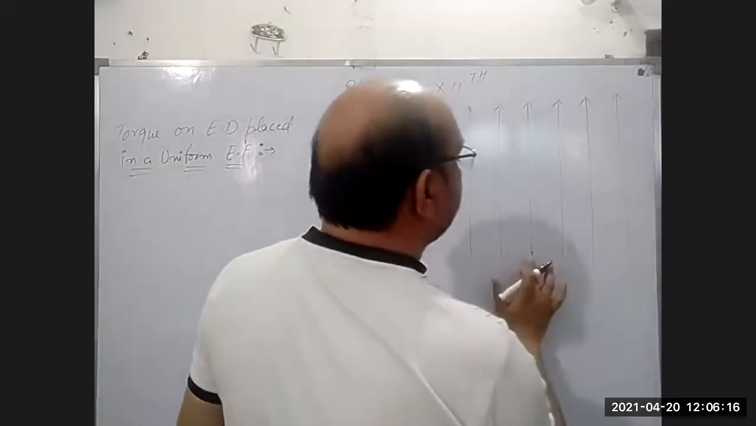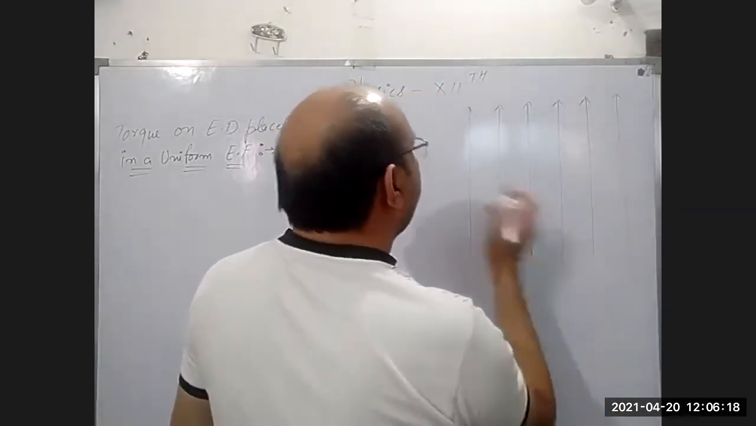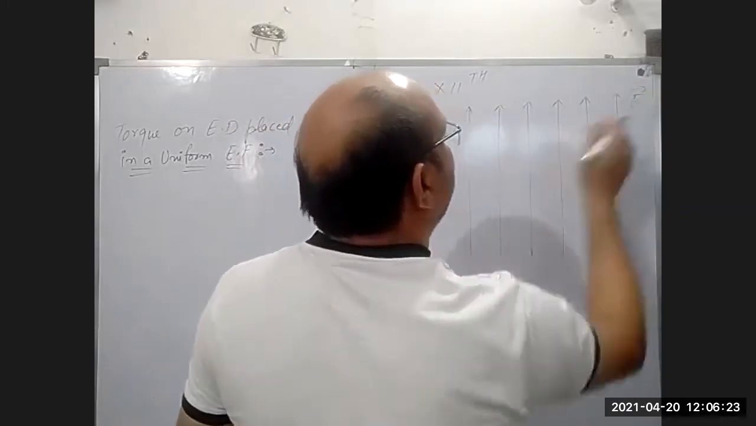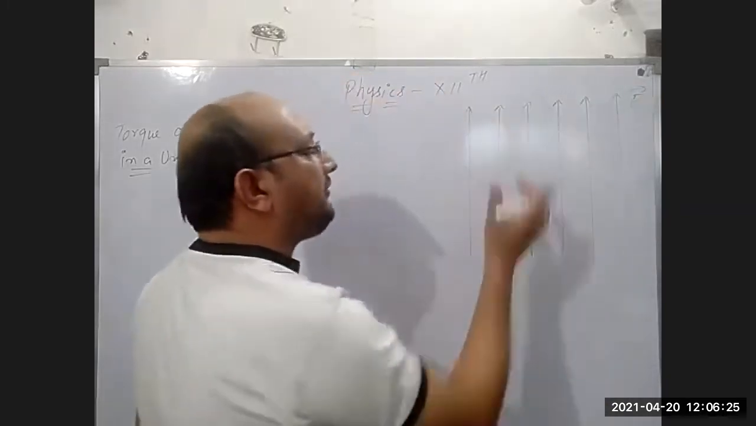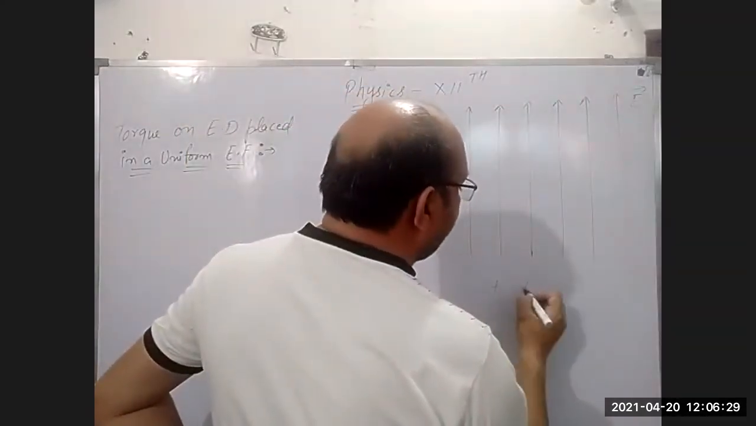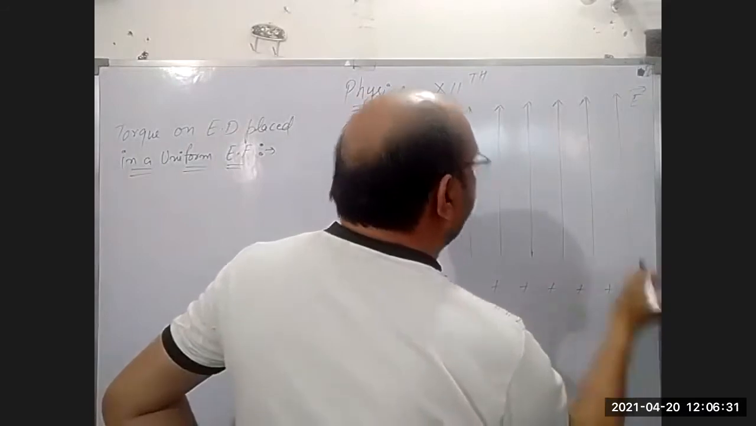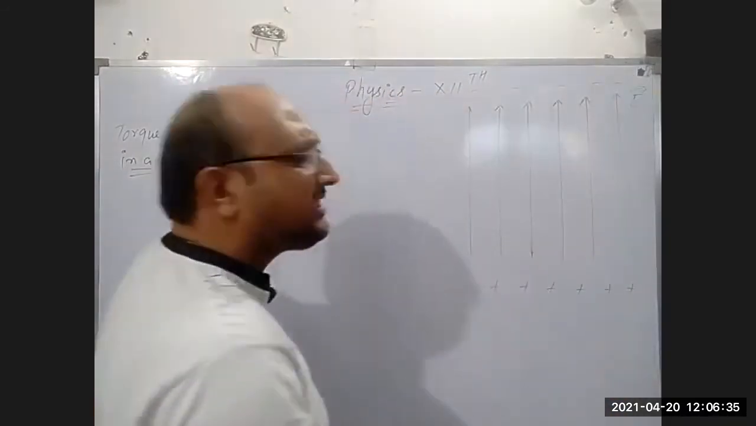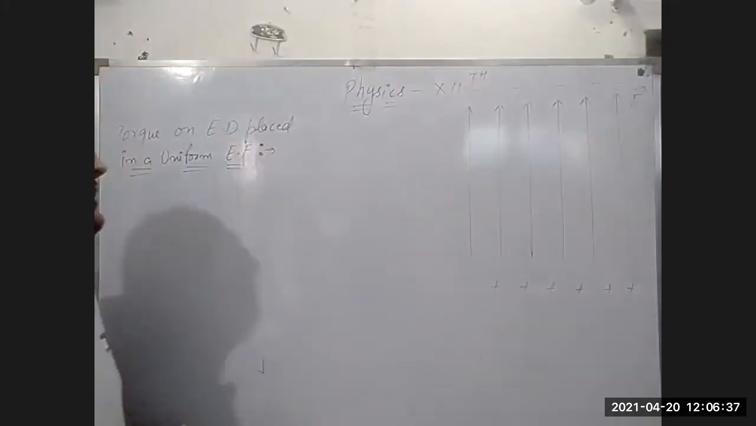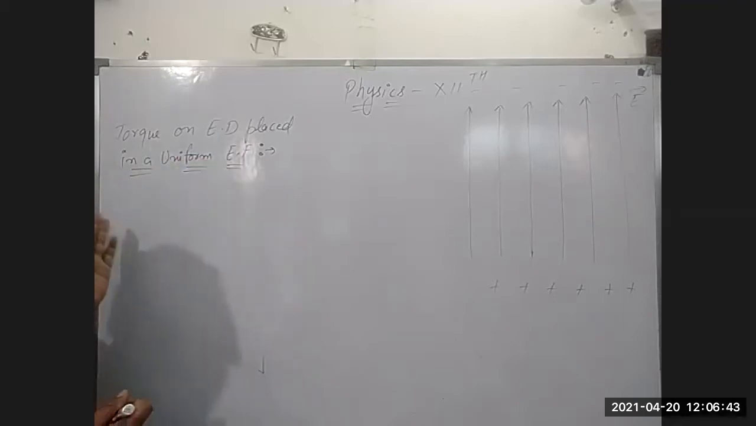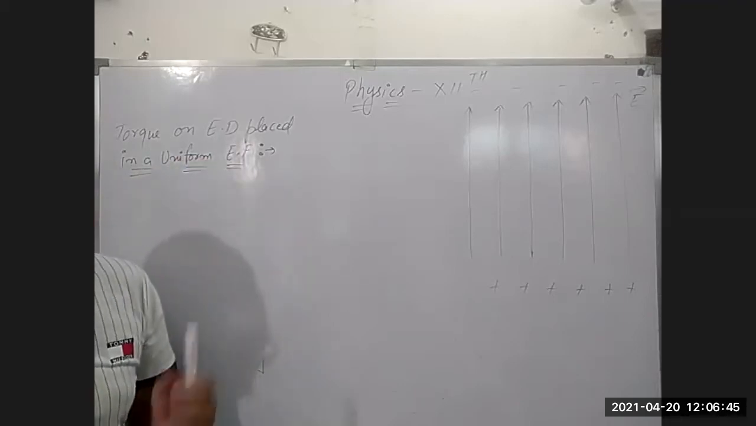And one more thing is there. In the electric field, you have to take its direction like this, from downward to upward. Then it means this side is positive and this side will be negative. This is the direction of the electric field. Now our topic is torque on an electric dipole placed in a uniform electric field.